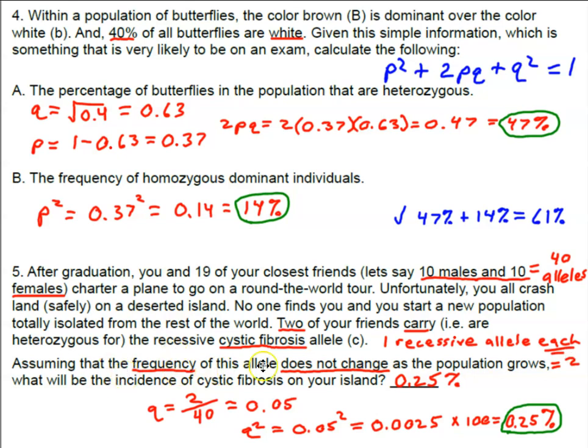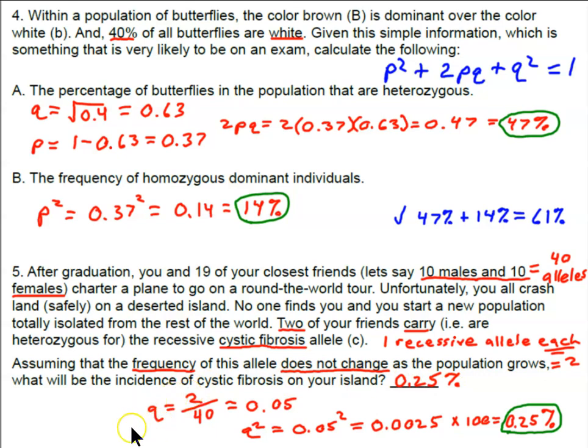So assuming the frequency of this allele does not change as the population grows, in other words, 2 out of 40, what will be the incidence of cystic fibrosis on the island from generation to generation? And so it's not going to change. And I went ahead and wrote the answer here, but how do we get the answer?